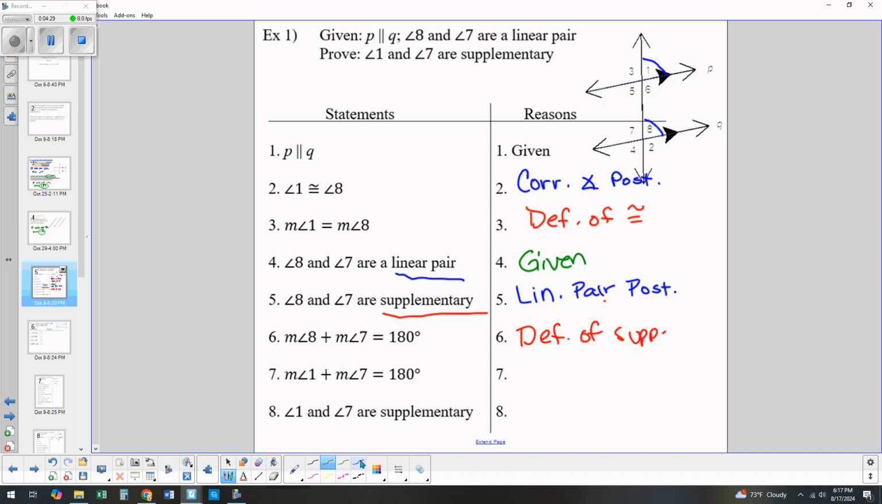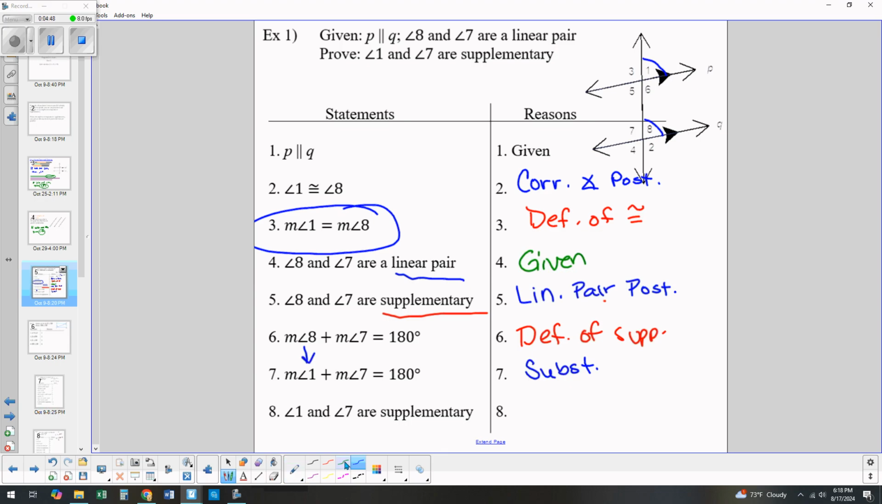So my next step, it looks very much like step 6, right? Instead of 8 plus 7 is 180, I have 1 plus 7 is 180. And up here, 1 and 8 were the same thing. So I'm replacing the 8 with a 1. That is substitution.